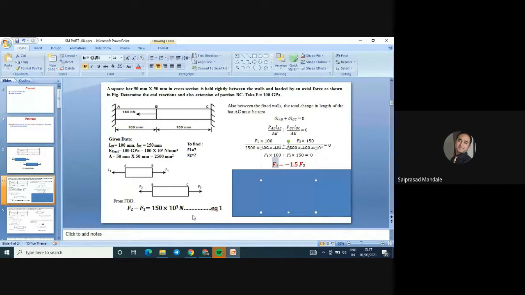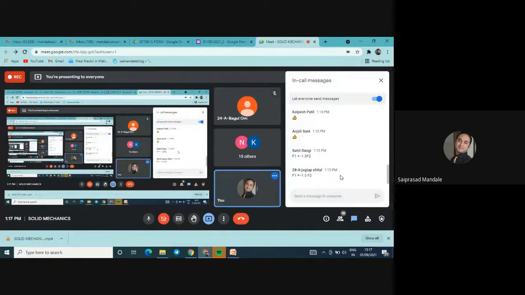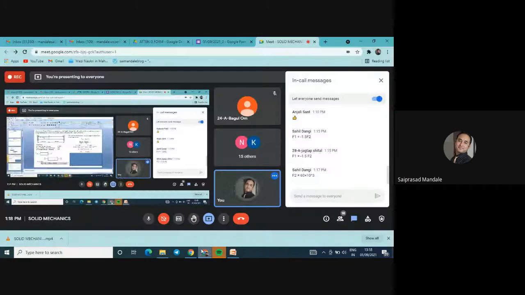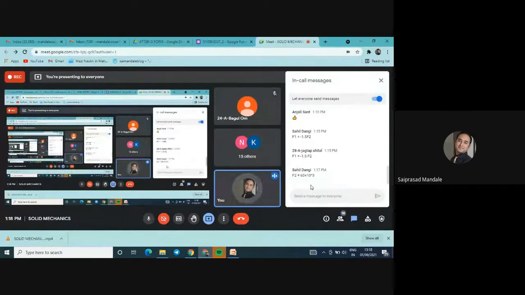One point five plus one, that is 2.5. Tell me the answer. Waiting for your answer. You have to use both the equations, this and that equation. You have to tell me the value of F1 and F2. F2 is equal to 60 into 10 cube Newton and F1 is equal to, Sahil.